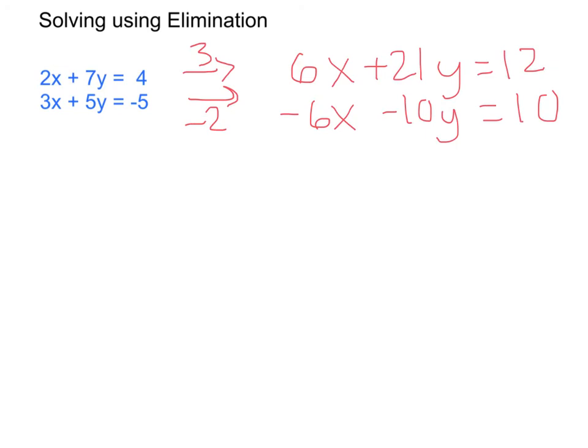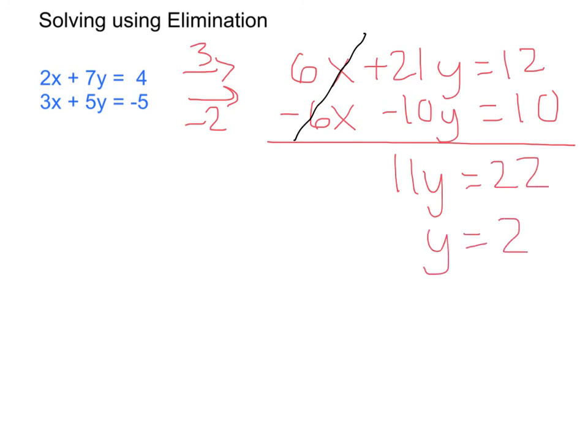The reason why we did this is that now if we add our equations together, negative 6x and 6x are going to cancel out. They're gone. Now we're left with 11y equals 22. Divide by 11, y equals 2. We're going to take that y equals 2 and plug it into the first equation in order to find our x value for our coordinate.